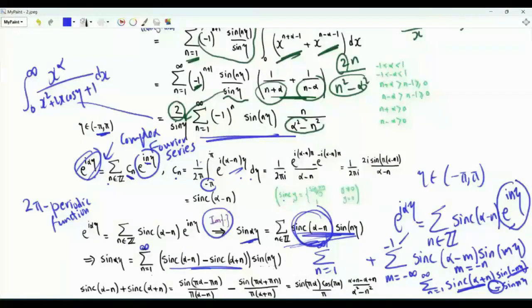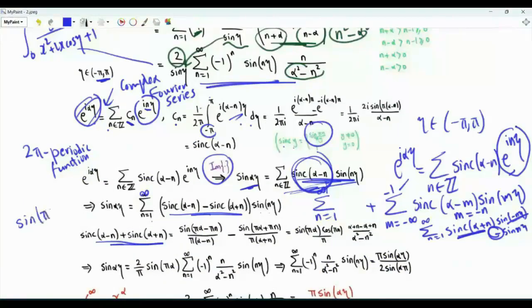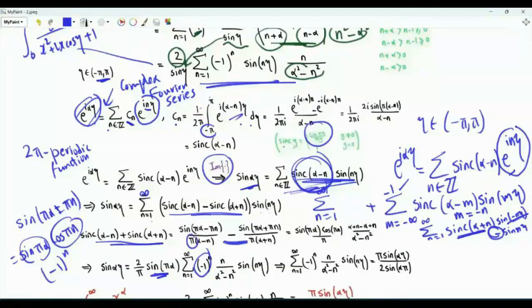This bracket is multiplied by sine n eta. Note that sine of pi alpha plus or minus pi n is equal to sine pi alpha cosine pi n, and cosine pi n is minus 1 to the power n. When we combine these two, we get minus 1 to the power n. We get sine pi alpha, which can be taken outside. There is a pi here downstairs. We also get 2n divided by alpha squared minus n squared. This sine n eta is here. Summation n from 1 to infinity of minus 1 to the n, sine n eta, times n over alpha squared minus n squared is equal to pi sine alpha eta divided by 2 sine alpha pi.